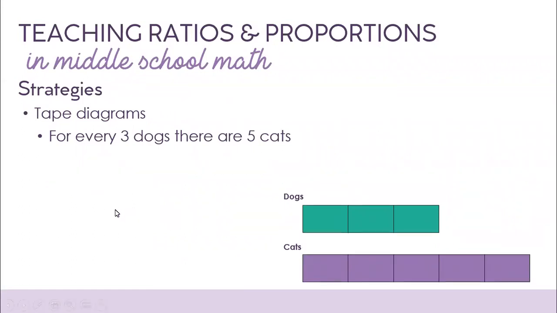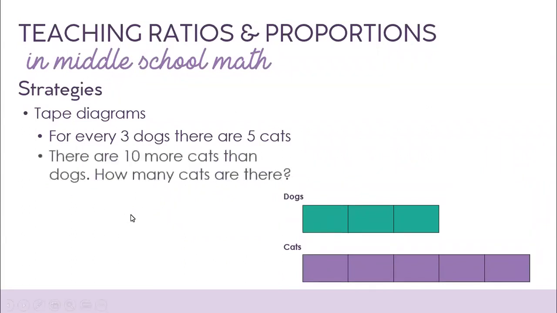And we can also use it for a problem like this. There are 10 more cats than dogs. How many cats are there? And here we've been given the difference between the number of pets. And so we can see the difference between them is 10. So these 2 blocks are as a total worth 10. Each one would then be worth 5. So our blocks are all worth 5, showing us that there are 15 dogs and 25 cats.